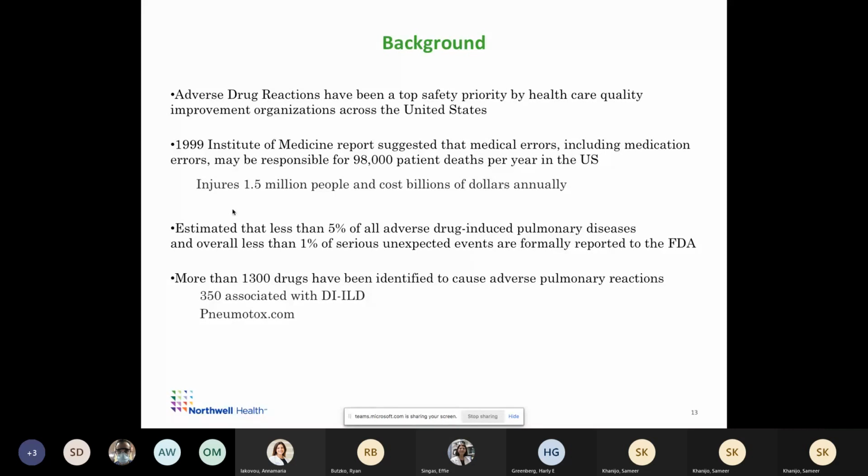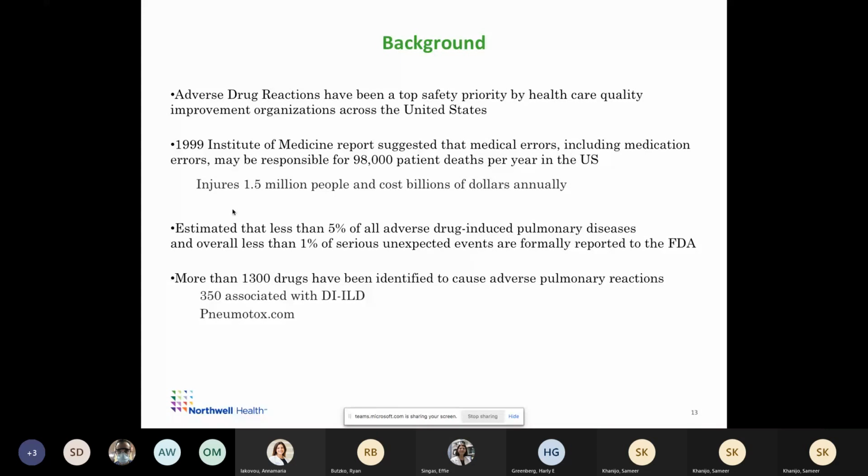It's estimated that less than 5% of all adverse drug-induced pulmonary diseases and overall less than 1% of serious unexpected events are actually formally reported to the FDA. So the totals are maybe much larger. And again, more than 1,300 drugs have been identified to cause adverse pulmonary reactions.